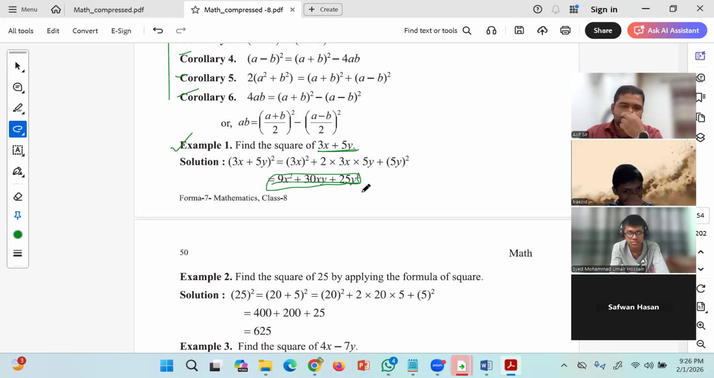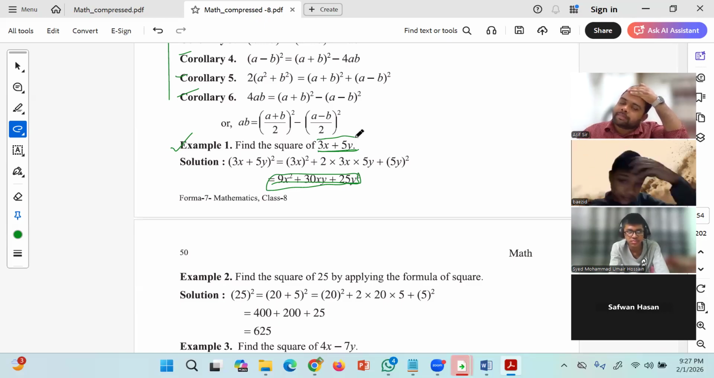So what is 3x plus 5y actually? In algebraic notation, this type of thing is called an expression, and here x and y are variables. We are not considering any value for them, and we are considering the values that are multiplied with x and y here, 3 and 5.